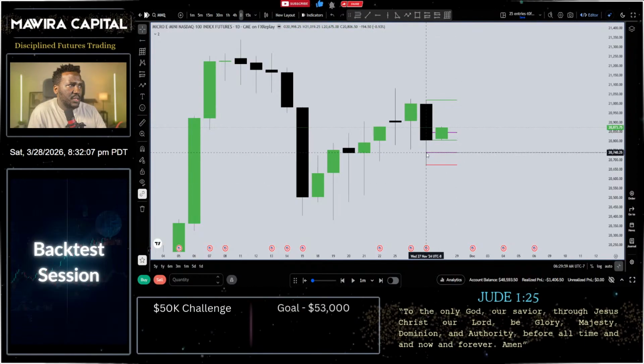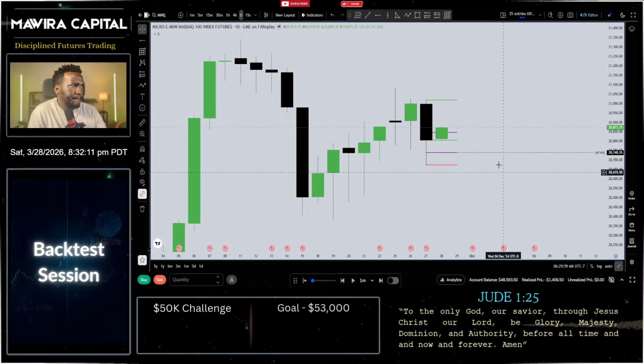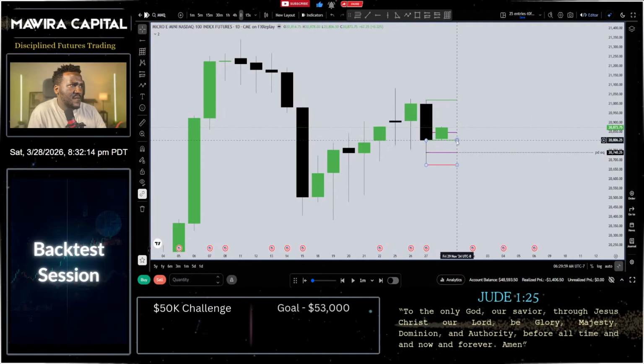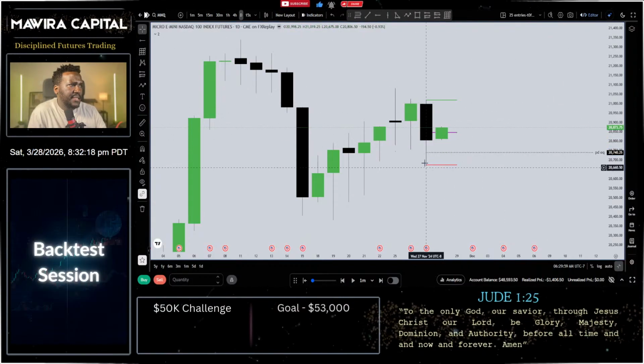That's the previous day EQ right there. Okay. And then the red is the previous day low. Okay, I already said that.